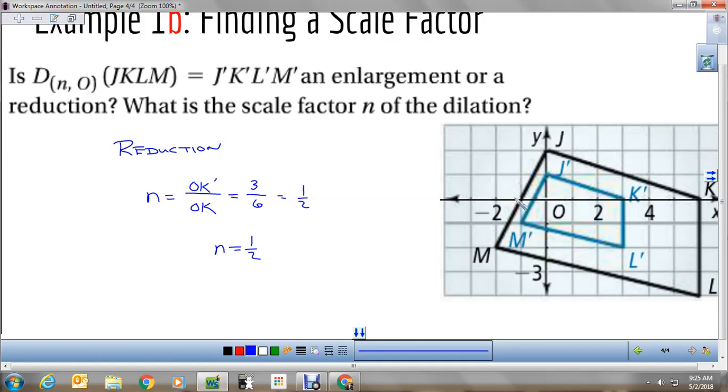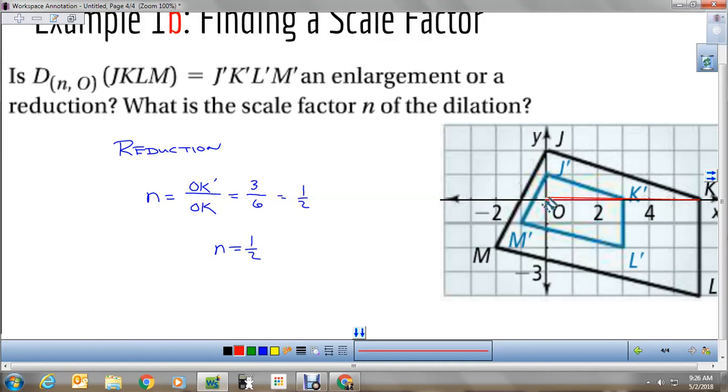To find our scale factor, what I did is I chose the distance from the origin O to K, from here to here, and then the distance from here to K prime. So we got O to K prime over O to K. I can calculate those distances easily because I can count them. They're on the x-axis, so they're a horizontal line. Now I could have also done from O to J. So from the origin to J prime is going to be 1, and from the origin to J is going to be 2. So that's going to be 1 over 2.